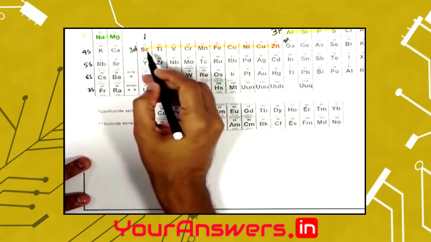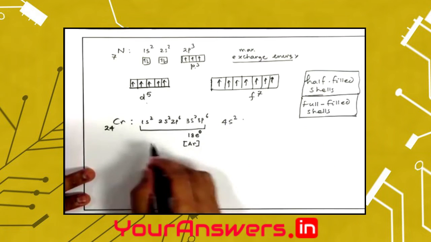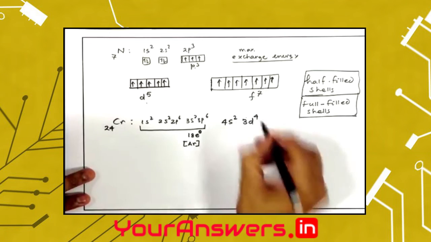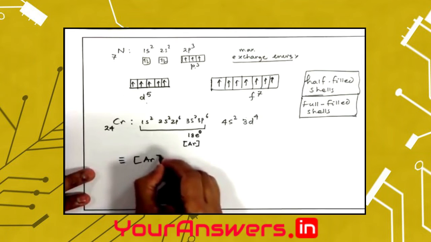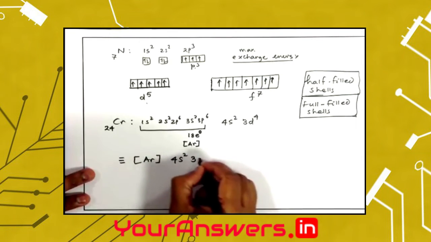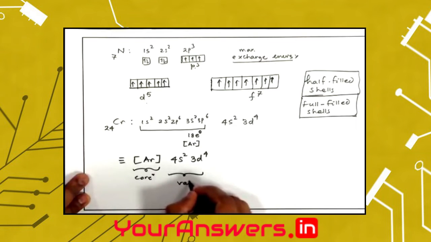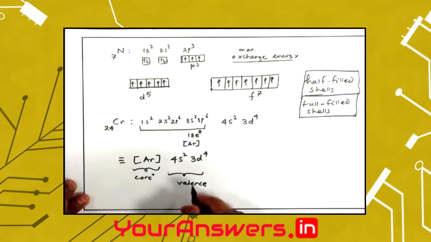4s electrons, and then comes 3d electrons. So I have 4s2, and by 4s2 I am done with 20 electrons, and I am left with 4 electrons. So this I can equivalently write in a simple way as argon 4s2 3d4. These represent core electrons, and these are called valence electrons. The valence electrons are useful for doing chemical reactions, they have the reactivity. The core electrons are more or less inert. So this is the configuration that I am getting.